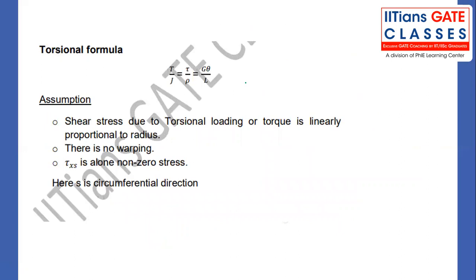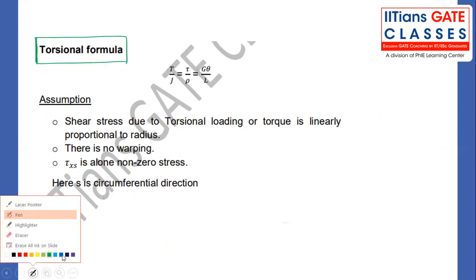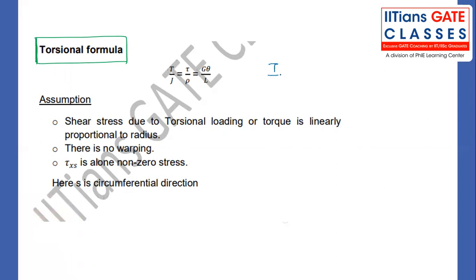Note on the torsional formula. Torsional formula, very important: T by J equals tau by R equals G theta by L. If I equate the last two, I will get tau by R equals G theta by L. And according to Hooke's law, tau is directly proportional to the strain, so tau will be G times gamma.